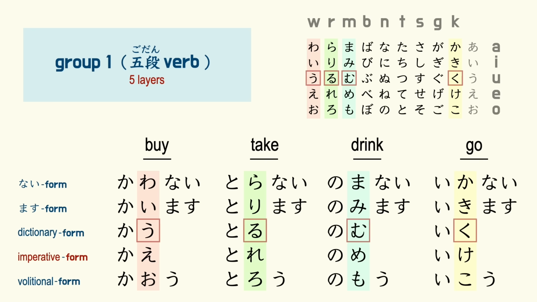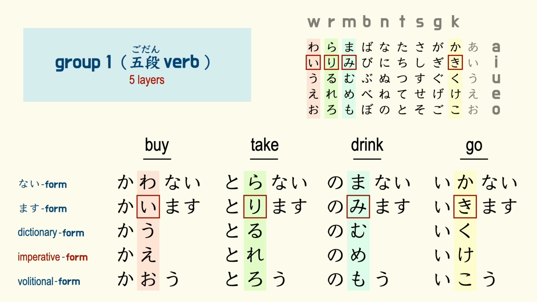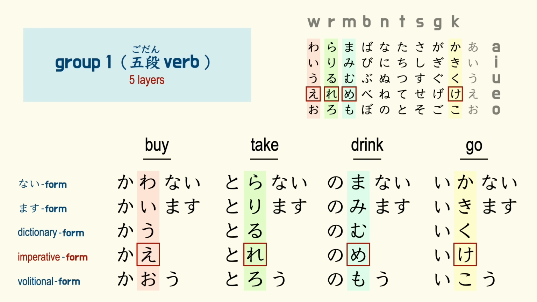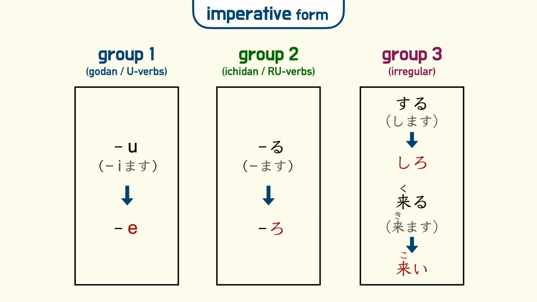Or for group 1 verbs, you can also use the hiragana chart. If you start with the dictionary form, just move one row down. If you start with the ます form, move 2 rows down. By the way, if you add る to the imperative form, it becomes the potential form, which expresses can, or like be able to. So, this is the summary of how to make the imperative form.